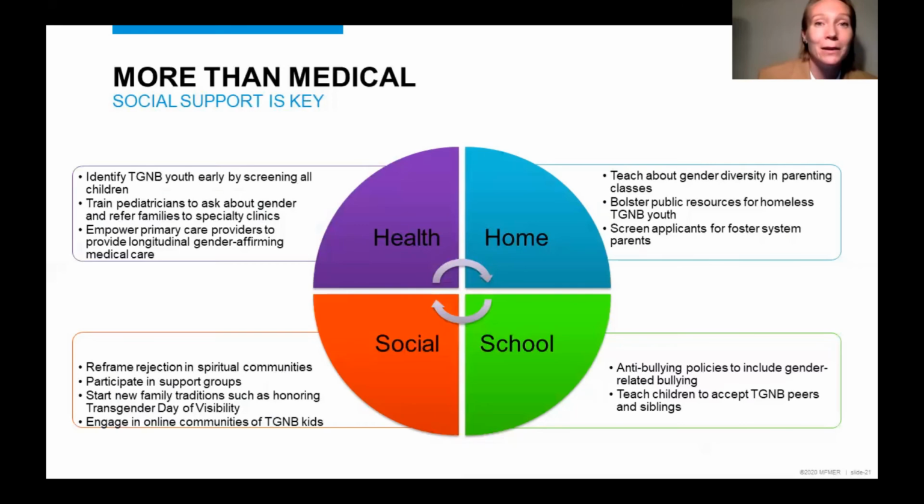It's also very important to bolster public resources, especially because so many transgender people experience discrimination in the workplace. That's led to really an epidemic of homelessness, and especially amongst transgender youth, and especially also transgender youth of color, who experience homelessness even more than other communities. So bolstering public resources for that community will be very beneficial.